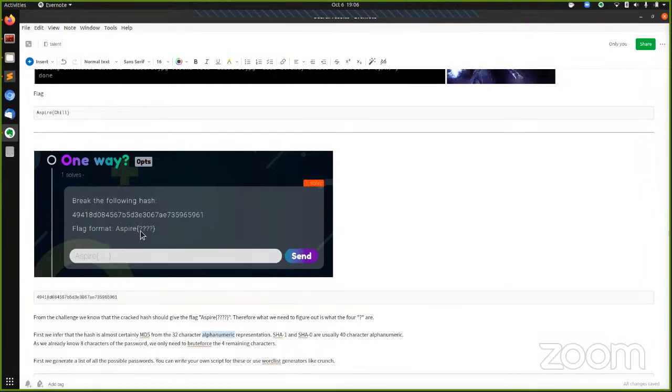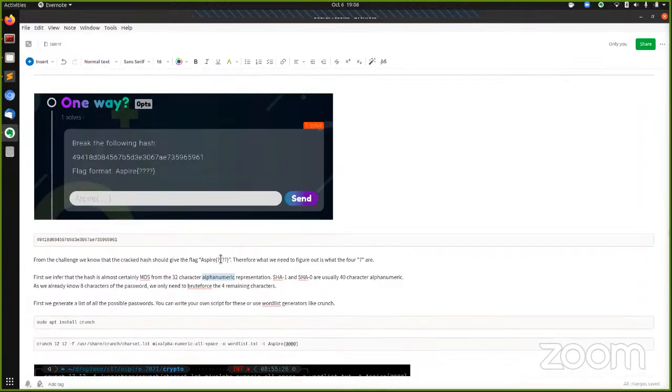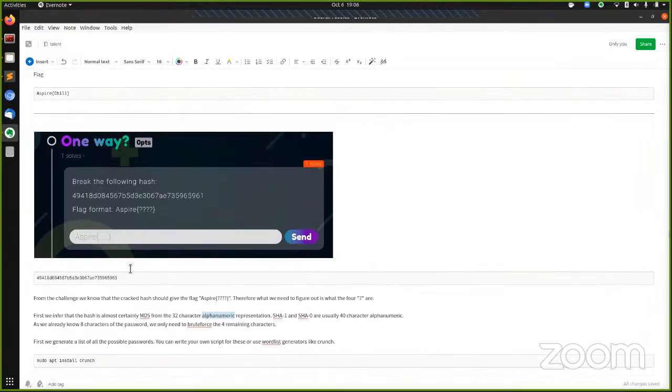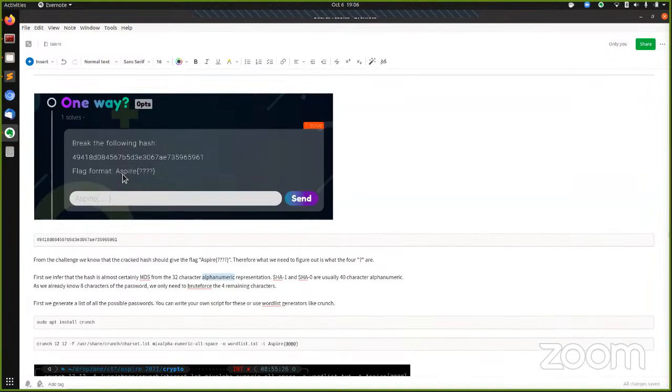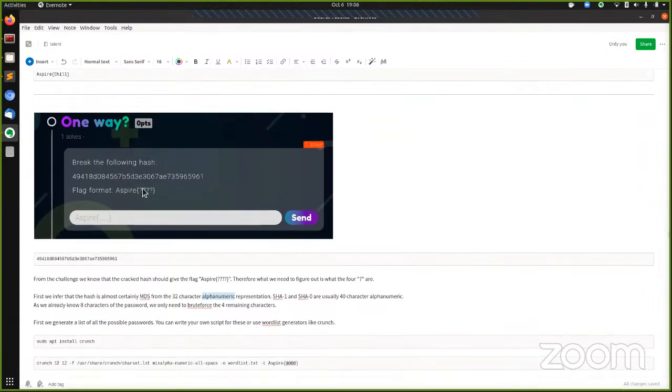So for the flag, we can see that if we were to count the total number of characters, this would be 15. And we already know, let me confirm that. No, it's 12 actually. These are 12 characters. We already know 8 of them. The only ones we don't know are these 4 that are included in these curly brackets.